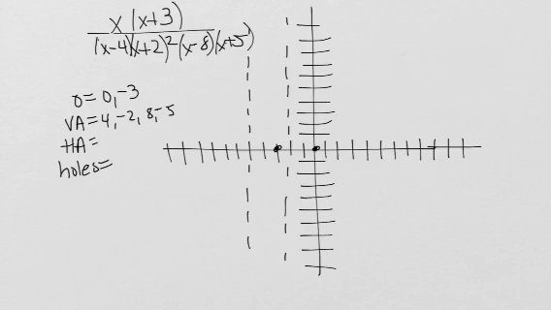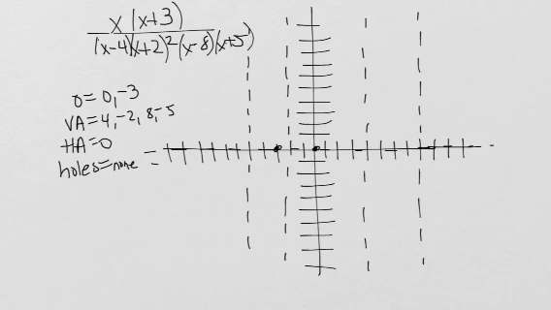-5, -2, 4, and 8. Our horizontal asymptote is at 0 because the degree of the numerator is less than the degree of the denominator, and there are no holes because there are no common factors to the numerator and the denominator. We have 5 regions, which is odd.